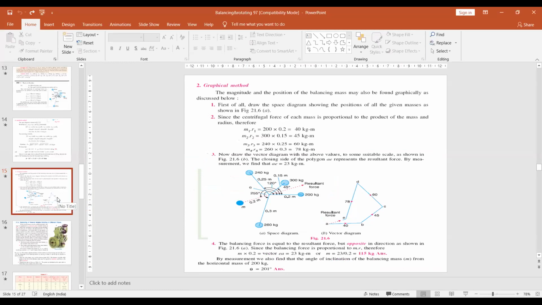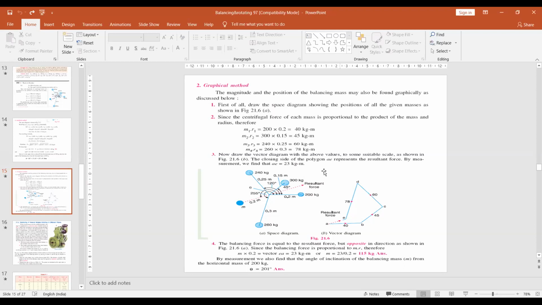Now we are going to follow the graphical method. The graphical method is very easy. First, you draw the space diagram with the help of the problem description. Later, you find the centrifugal forces, that means the products of MR: M1 R1, M2 R2 and M3 R3.